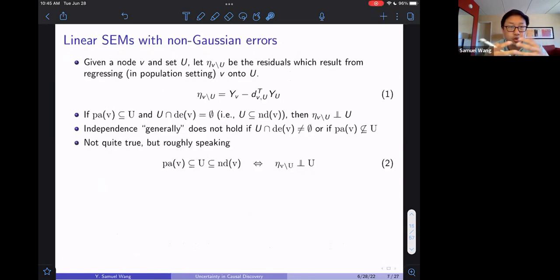And this basic intuition actually also holds in multivariate data. If you give me some node V and a set U, I'm going to let eta_VU be the residuals which result from regressing, in a population setting, V onto U. And so what we mean here is the population setting: we're going to use the coefficient which would be produced by the OLS coefficient, given by using the population covariance.